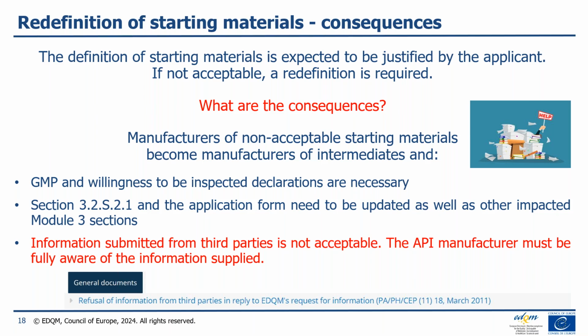Section S2.1 and the application form will have to be updated, as well as, of course, other impacted sections in Module 3. And one very important piece of information: we do not accept information to be submitted from third parties. The API manufacturer should be fully aware of what's going on, because otherwise you cannot know yourself what you are applying as a control strategy and what you need to look for.